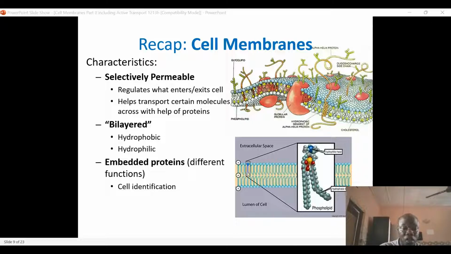So all these depend on the embedded proteins. And then there are also enzymes. Some proteins have enzymatic activity, that is, they catalyze the rate of biological reactions. And there are also the functions of some of these proteins, such as transport molecules, etc.